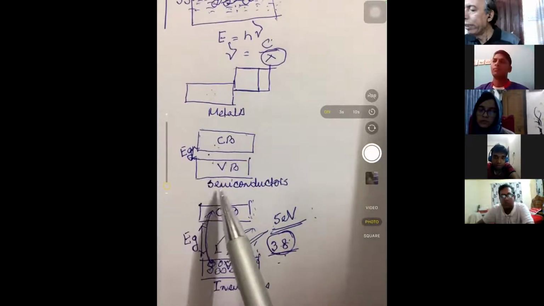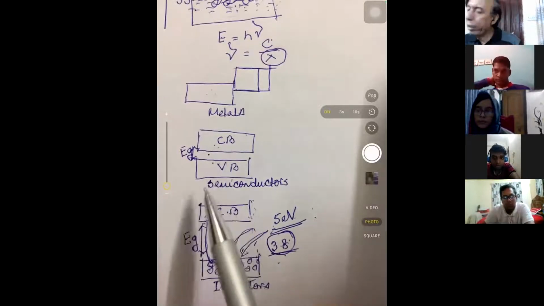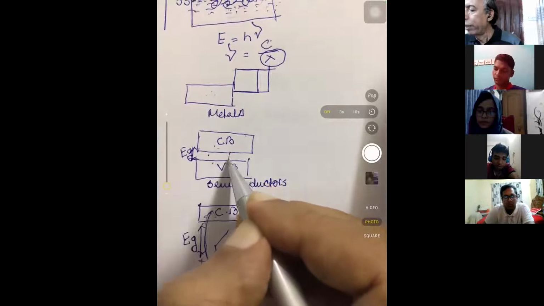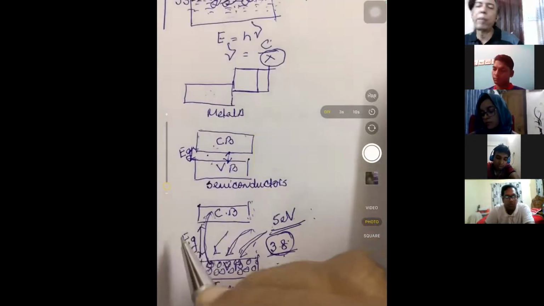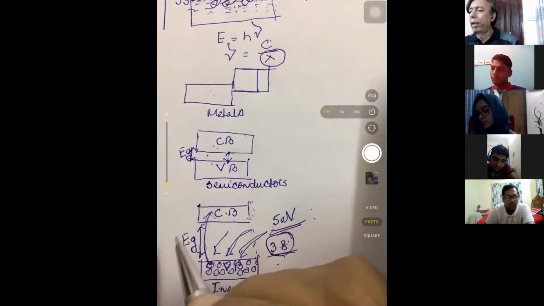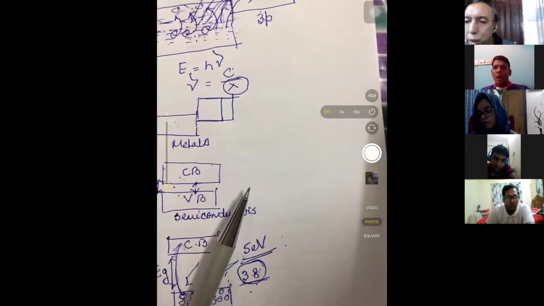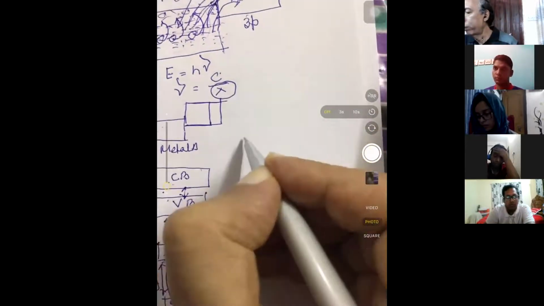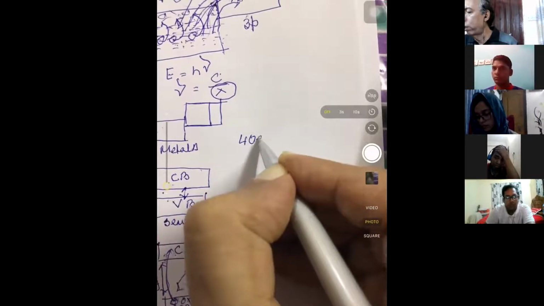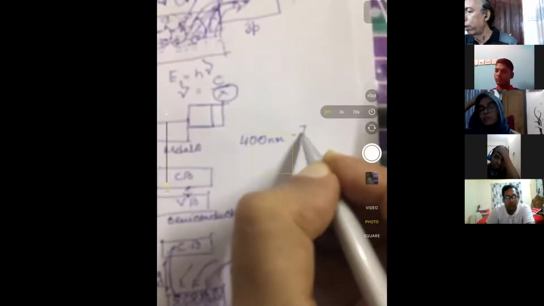Now, in case of semiconductor, the band gap is low. Now, if we can calculate the energy of light of the visible region, we can calculate it. In the visible region, the wavelength of light is about, say, 400 nanometer to 700 nanometer.